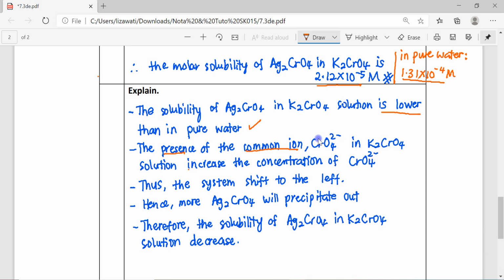And because of that, the concentration of chromate ion will increase. So in order to reduce the concentration of chromate ion, the system shifts to the left. So therefore more silver chromate will precipitate out, and therefore the solubility of silver chromate in potassium chromate will decrease.